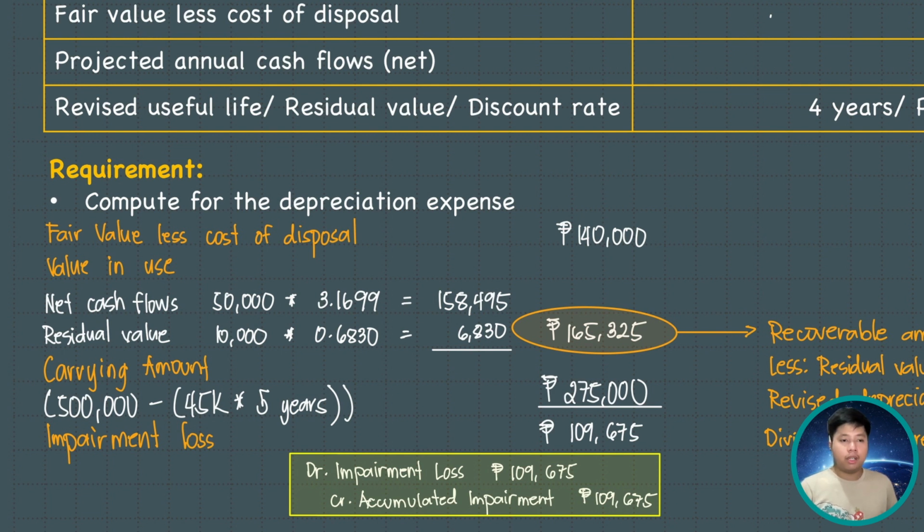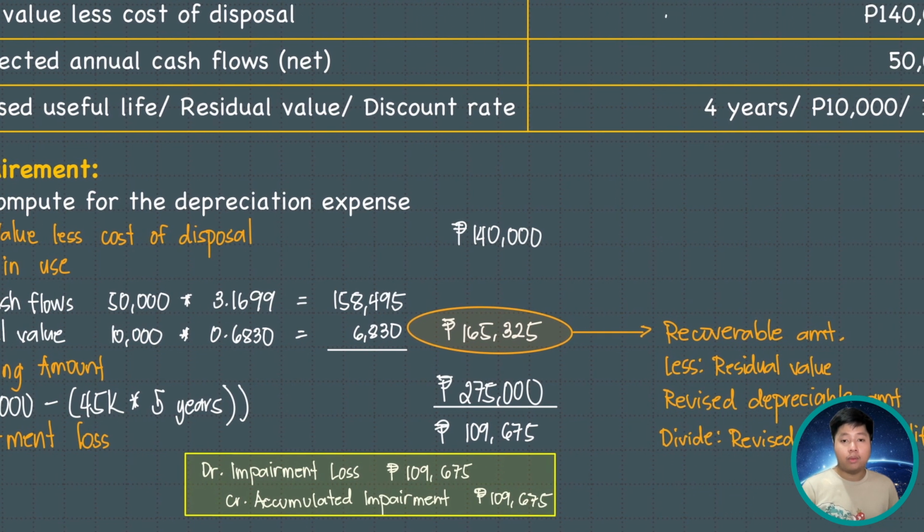Since we will depreciate it 45,000 every year, multiplied by 5 years from 2001, 2002, 2003, 2004, and 2005, that is 5 years. Then we will get 265,000 pesos. If you will notice, the recoverable amount is lower than the carrying amount. That's why we can say that this asset is impaired. We will record an impairment loss of 109,675.